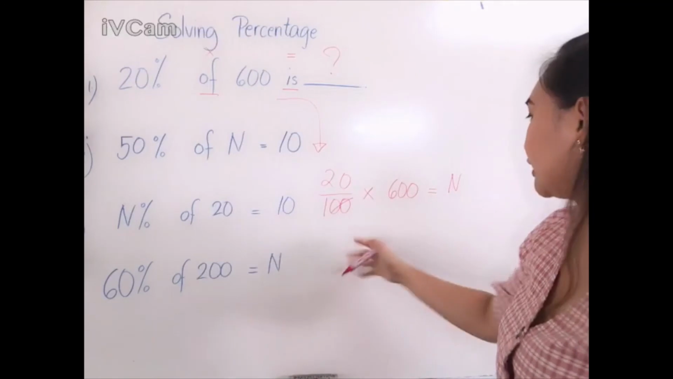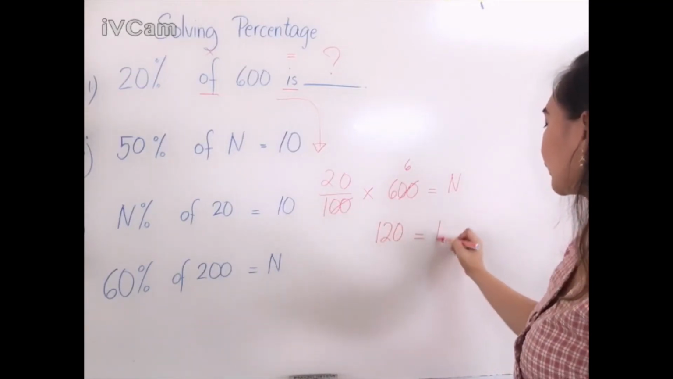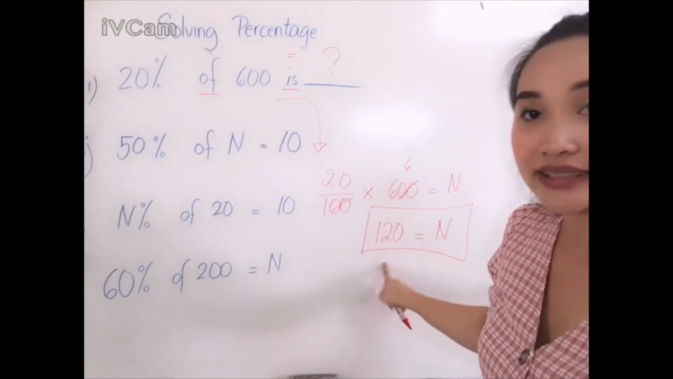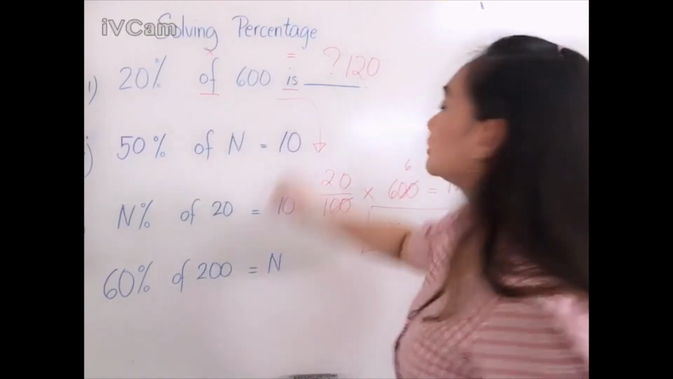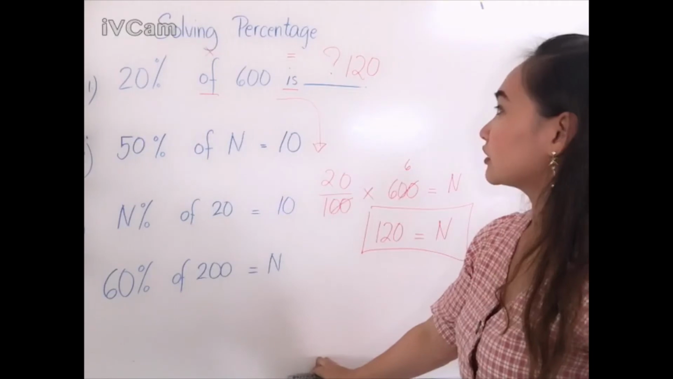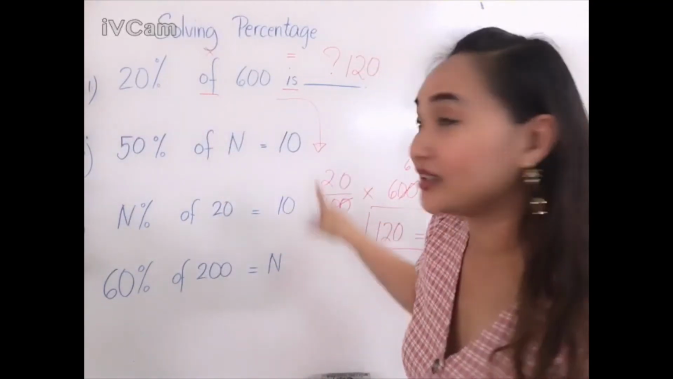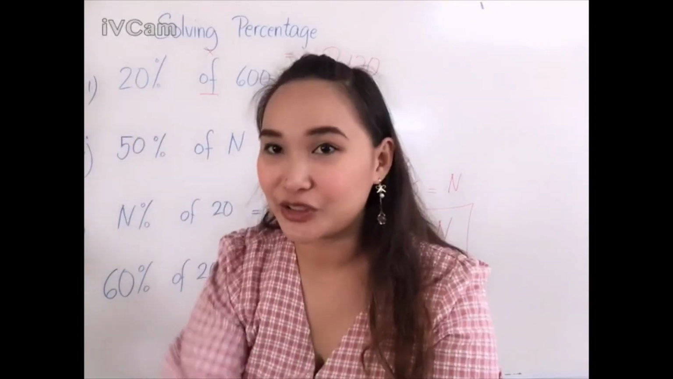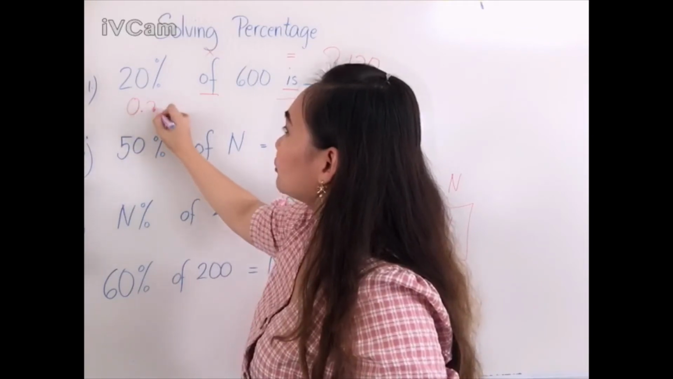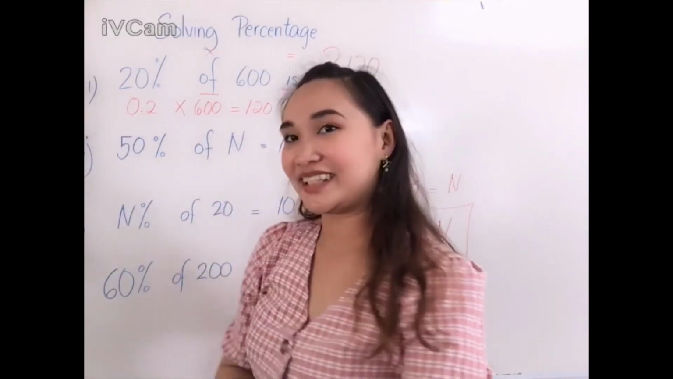Now simplify this one. You can do the cancellation method: 100 divided by 6... so we have 20 times 6, that is equal to 120 over 10. So this is our answer. 20% of 600 is 120. It's very easy. Now you can also do it like this. Aside from using 20 over 100, you can do it directly. How do you change percentage to decimal? You move 2 decimal places. So you have 0.2 times 600, that is equal to 120. Very easy, no?